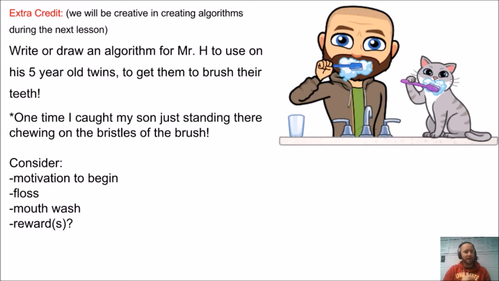I have some things here for you to consider as you're creating this algorithm. Maybe consider motivation to begin. Consider the idea of flossing as a part of it as well. Consider the mouthwash use as a part, and maybe some rewards I can offer or incentives.